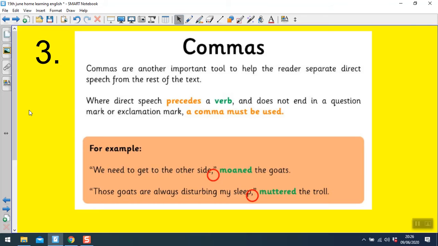Rule number three is that when you haven't got a question mark or an exclamation mark, you must have a comma. And we're not asking questions and we're not shouting. The character is moaning and the character is muttering. So we need to get to the other side, comma. Those goats are always disturbing my sleep, comma.